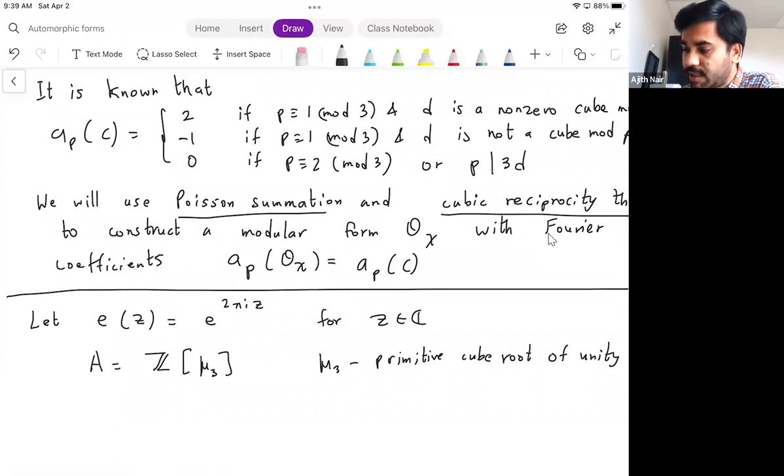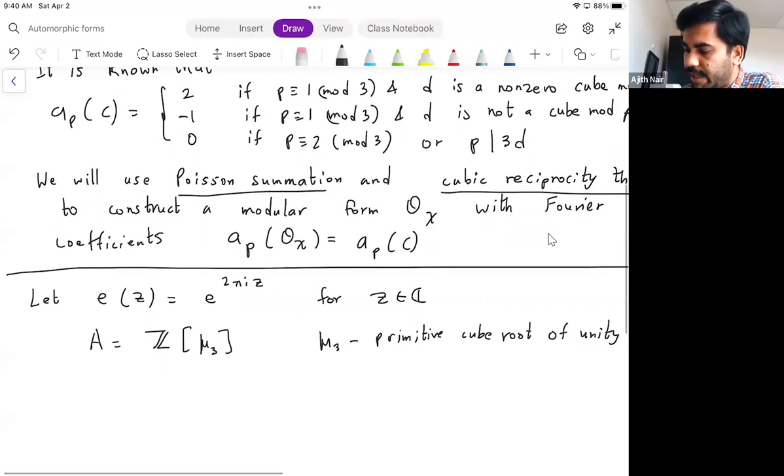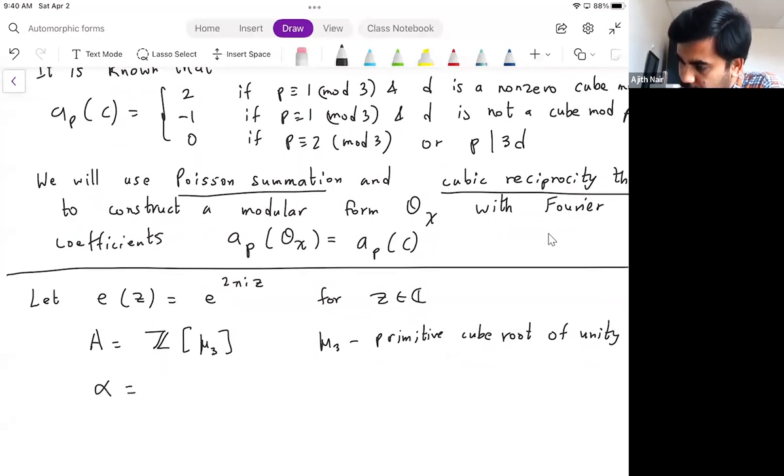So this is a quadratic ring. It's the ring of integers in the field Q adjoin mu3, and we call alpha to be 1 minus I times square root of 3.